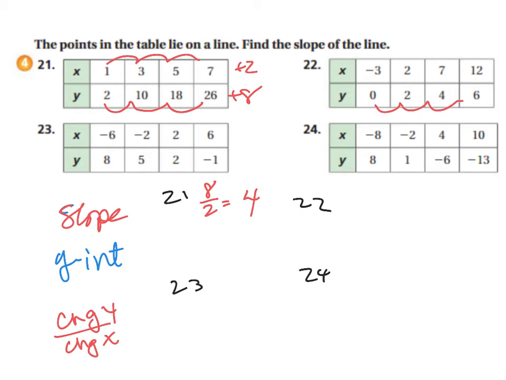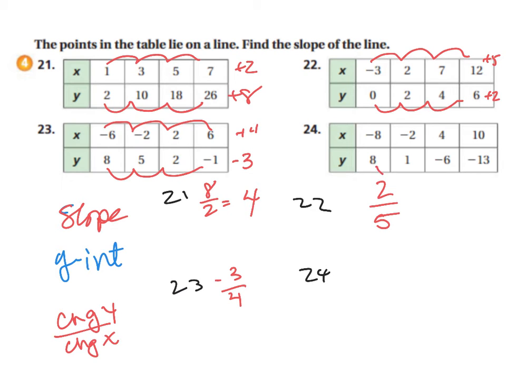Change in y, it's going up by 2 each time. Change in x looks like it's going up by 5 each time. So 2/5. Change in y, this one looks like it's going down 3. And this one is coming up 4. So it is negative 3/4. This one is going down by 7. And the x looks like it's coming up by 6. So it would be negative 7/6. So there's our slope. So now let's do y-intercept.